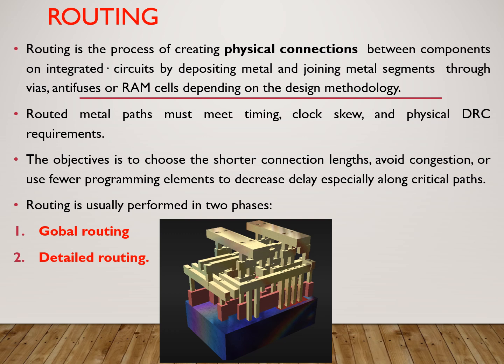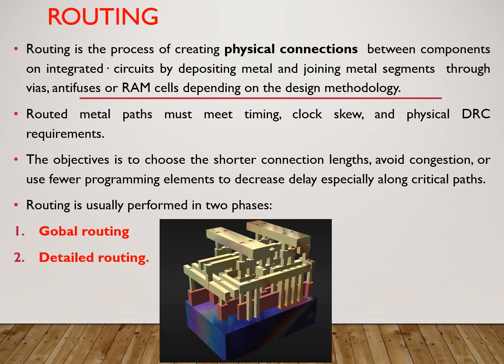First one is timing, that is the maximum time required for a critical path, what is the clock speed, and it has to follow some design rules. These are all the things we have to keep in mind while routing takes place. The main objective of any routing is to choose a very short length between the two components, avoid congestion, and use very few programming switches between the two components to decrease the delay, especially in the critical path.